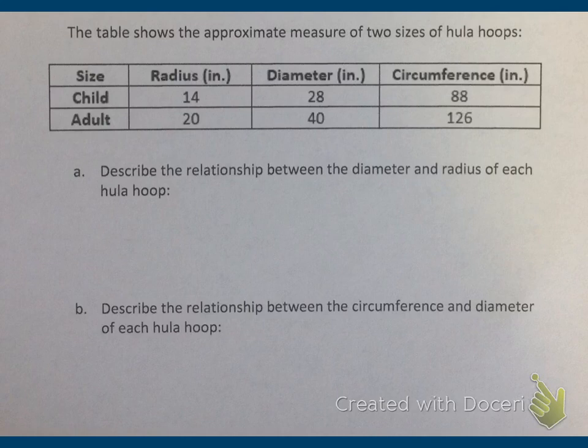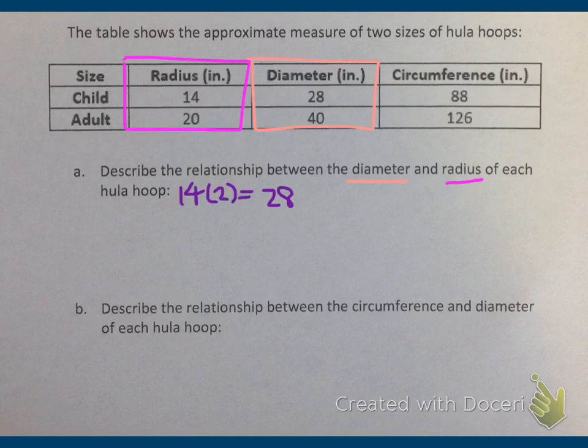The table shows the approximate measure of two sizes of hula hoops. Describe the relationship between the diameter and the radius of each hula hoop. So let's start off with the child hula hoop. I see that the radius is 14 inches and the diameter is 28 inches. Do you notice a relationship between those two numbers? If you said that 28 is 14 times 2, then you are correct.